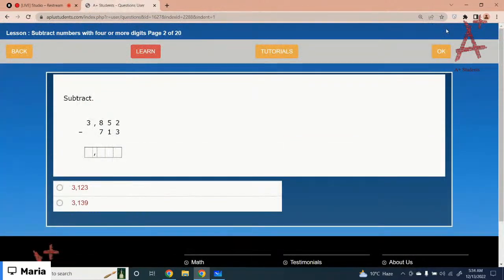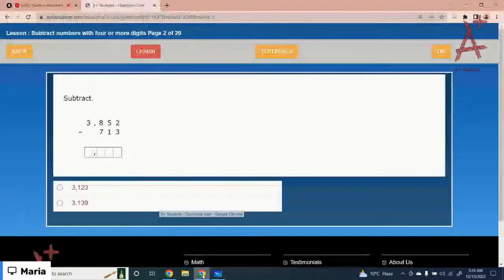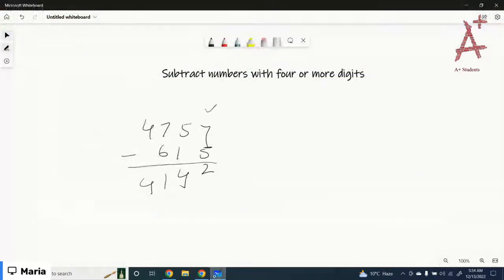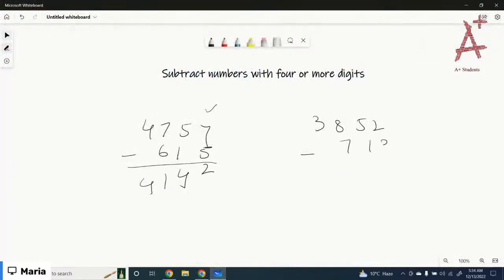Do you guys have your notebook and pencil? Are you doing it on your notebook, or just guessing the answers? 3,852 subtract 713. You have to do them on your notebook. Got it? Please do not guess the answers.